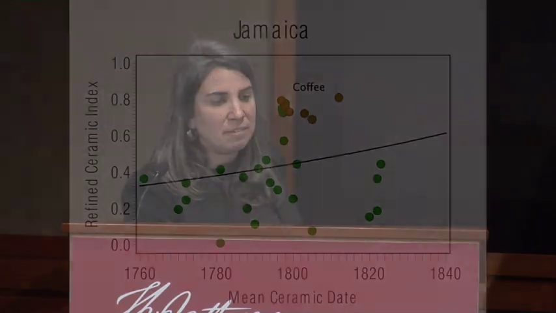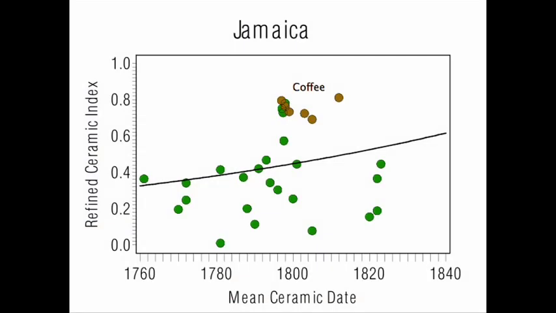Now, in Jamaica, the interesting trend reflects the diversification that we were seeing in the Chesapeake: agricultural diversification, a change in labor regime, impacting the daily life of an enslaved individual and their ability to participate in market activities. We see that here in Jamaica between the coffee and the sugar plantations.